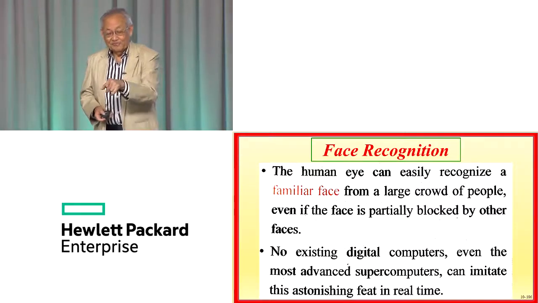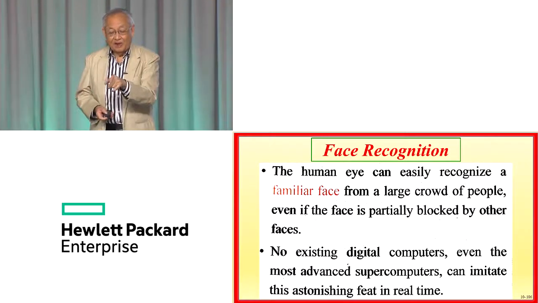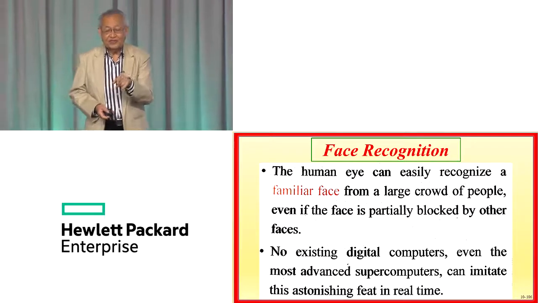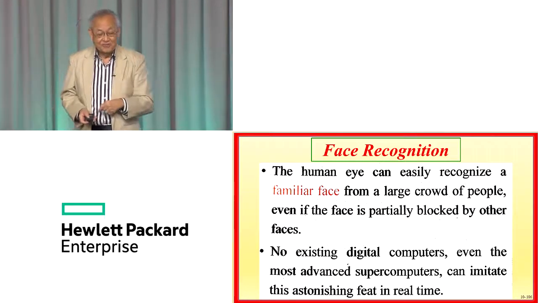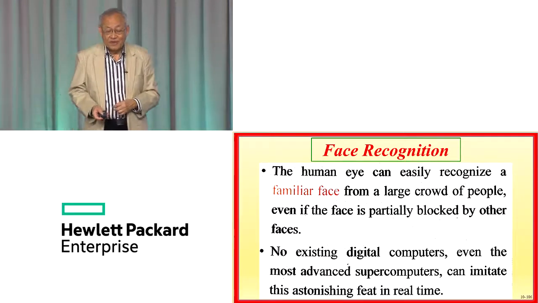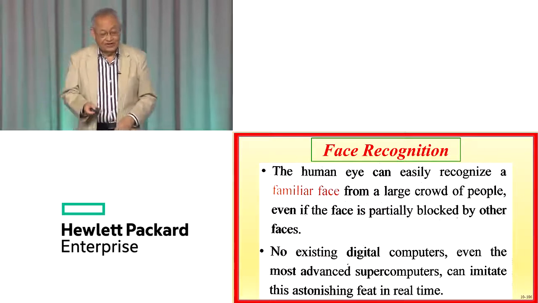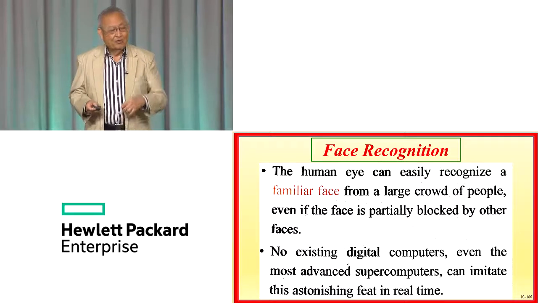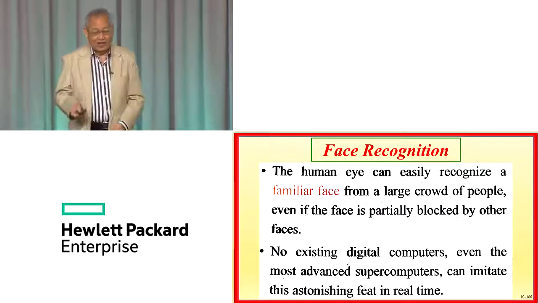But this is interesting. You have a group of people's faces there. One of them is your friend. The human eye can easily recognize a familiar face from a large crowd of people, even if the face is partially blocked by other faces. But no existing digital computer, even the most advanced, can imitate this astonishing feat in real time. Well, we can do that with local activity.